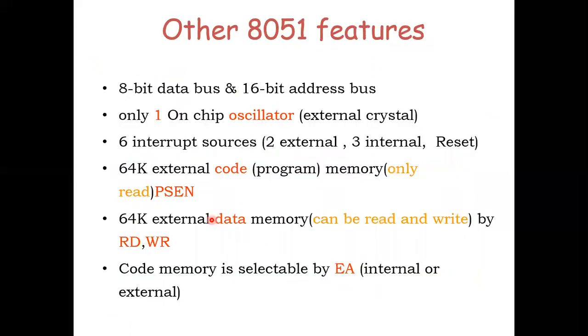Features of the 8051: it has an 8-bit data bus and a 16-bit address bus, only one on-chip oscillator with an external crystal, and 6 interrupt sources: 2 external, 3 internal, and reset. It has 64K external code, that is program memory, read only, selected by PSEN. 64K external data memory can be read and written by the RD and WR instructions. Code memory is selectable as internal or external by EA, that is external access.